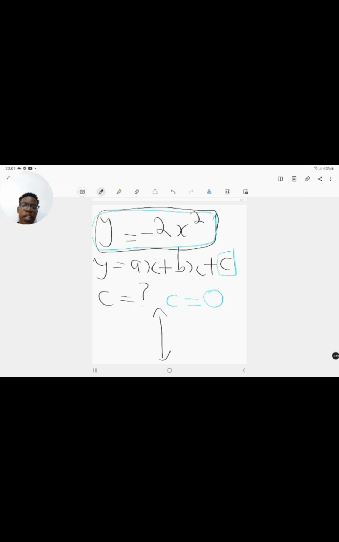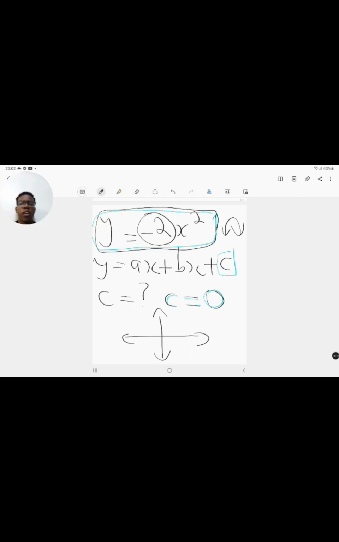I'm just going to draw a tiny Cartesian plane there. You plot this graph. Remember what we said A is. A in this case is negative 2, right? So our graph will look like that. That's the shape of our graph. And remember what we said C is. We said C is the point on your y-axis through which the graph passes.